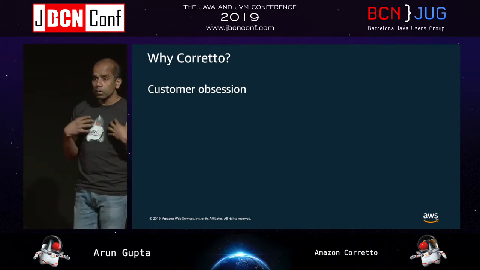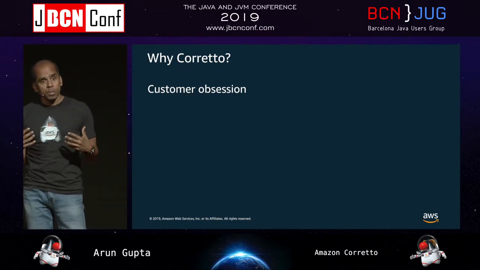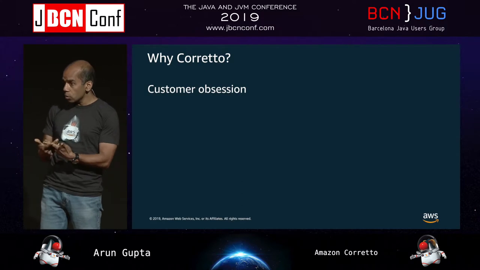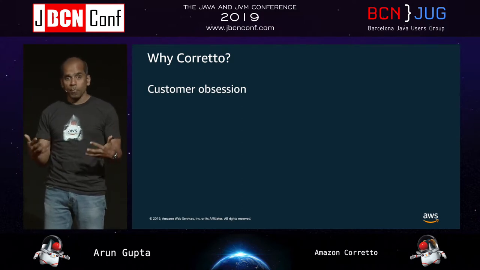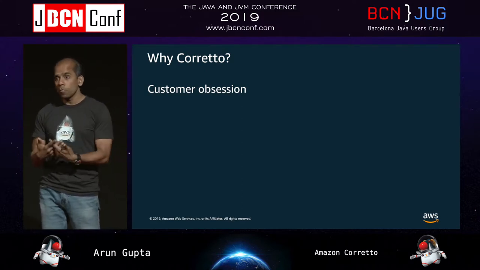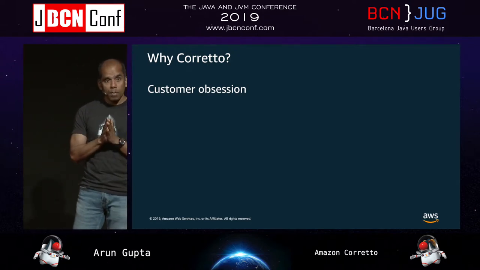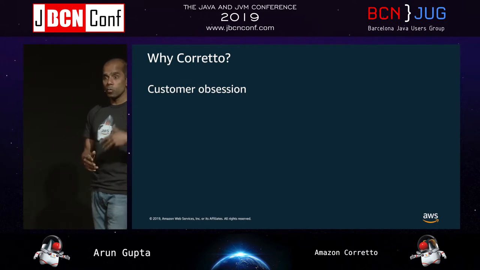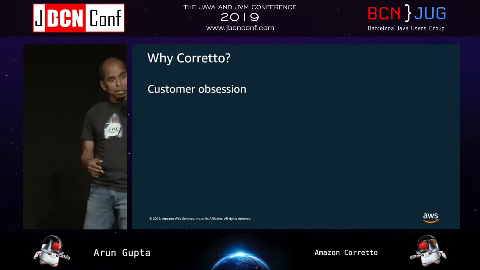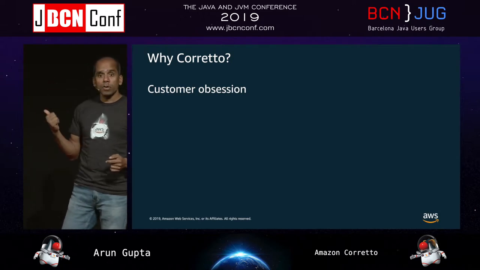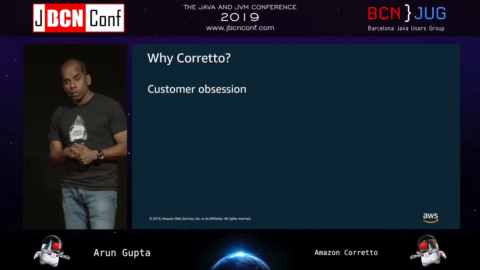Now, if you think about Amazon leadership principles, we have 14 leadership principles. Of those, customer obsession is the top one, and that truly drives what our roadmap is going to look like. Roughly 90 to 95% of our roadmap is driven by customer needs. So we listen to customers, what they want, we iterate upon it, and we deliver on that. And that's what the driving factor for Amazon Corretto was as well.